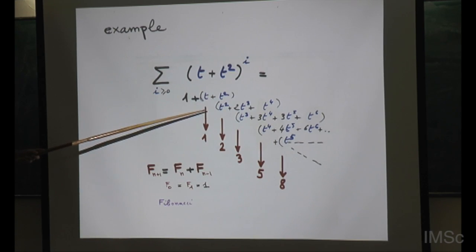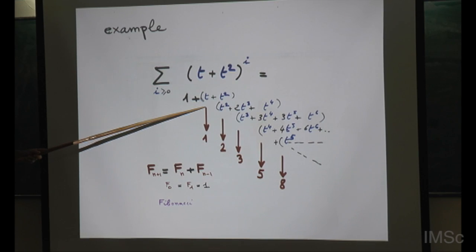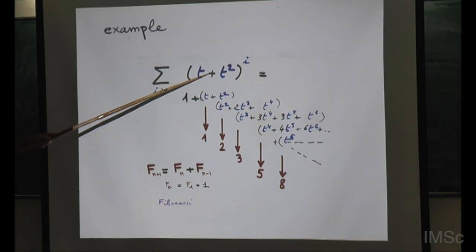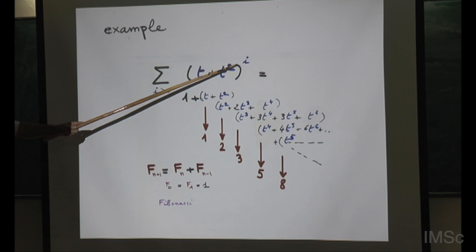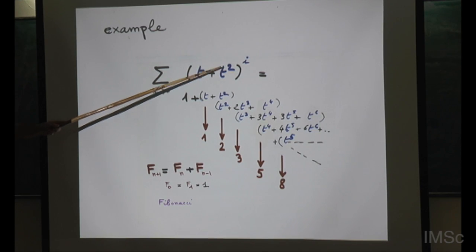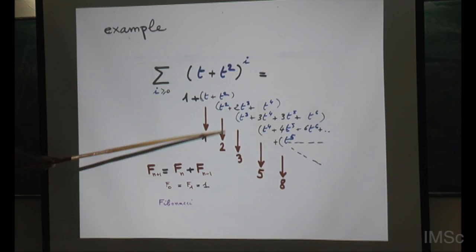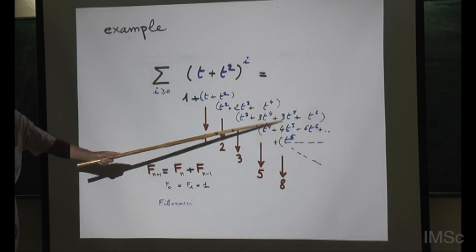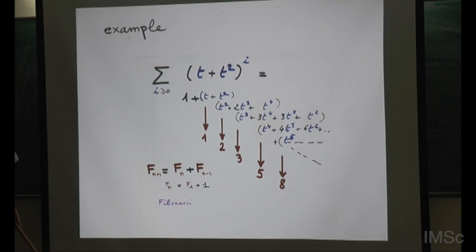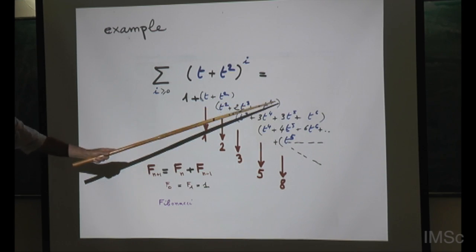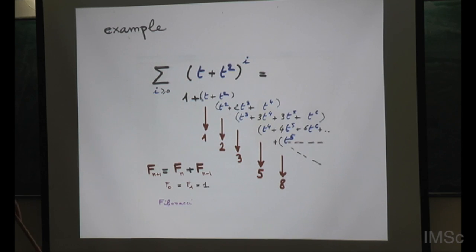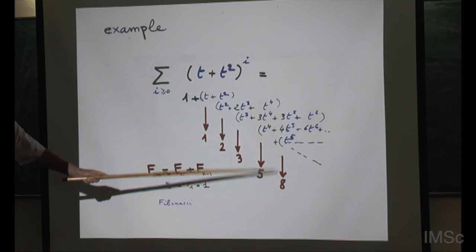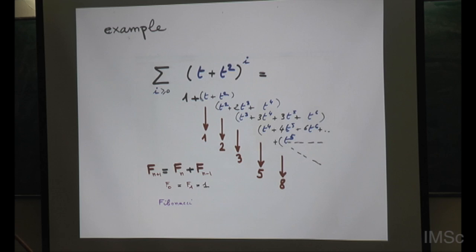This was an example, the intuitive introduction to formal power series. This family of t plus t² power i, this is f_i, they are summable because if I take the coefficient of t power n in each column, there is a finite number of terms contributing to t power n, and this for any n. And this finite number of terms defines the sum of all this: the coefficient of t power n is the sum of all the coefficients in the same column.